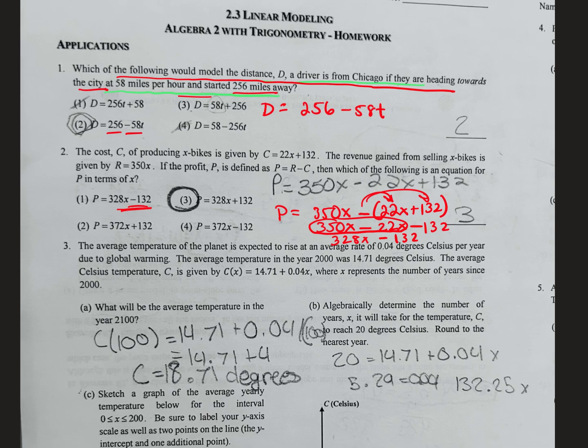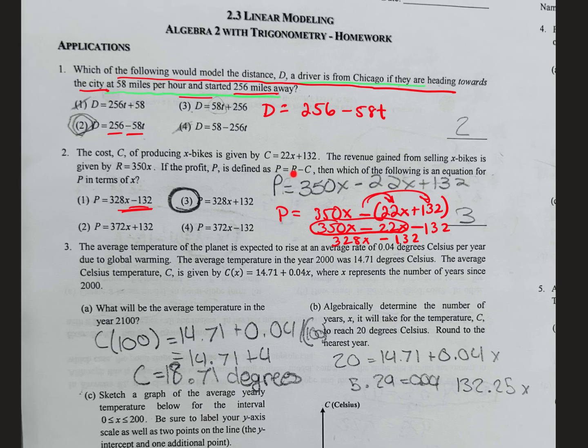The way you can figure this out is when you look at this notation, R subtract C. So this now says subtract, and by using parentheses, you're subtracting all of C versus what you wrote, subtract the 22x, but not subtract the 132. But that's part of your C, so it needs to be subtracted as well.